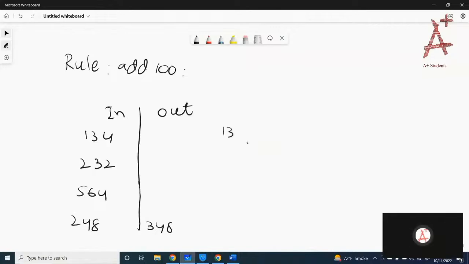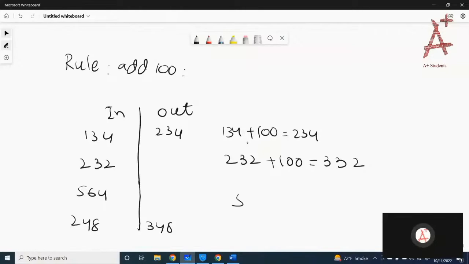So add 100 to 134. If you know the answers, you can write answers in the chat box. If you have any problem understanding the topic, you can just write your question in the chat box. I will answer your question. Got it? Okay, for the next one, 232 plus 100 is 332. Got it? The next one is 564 plus 100 is 664.